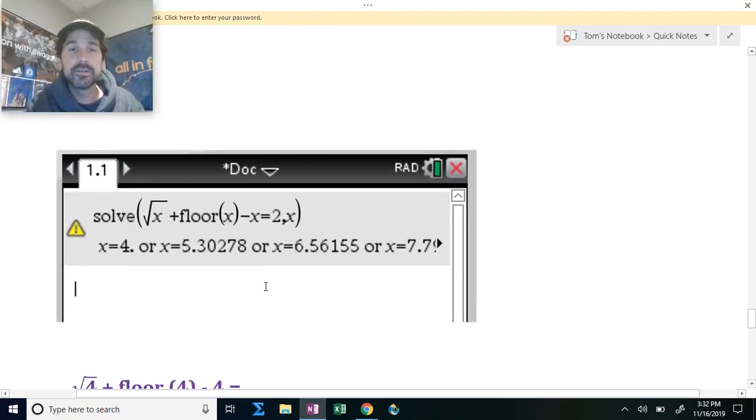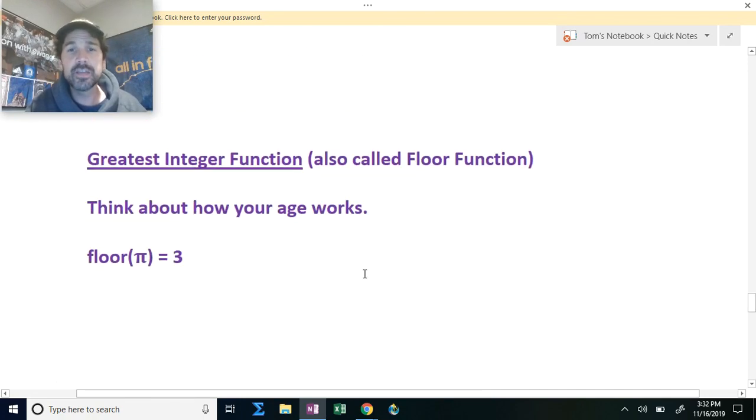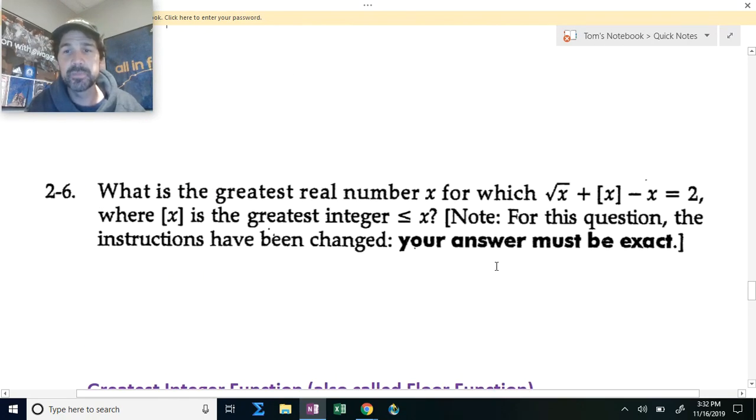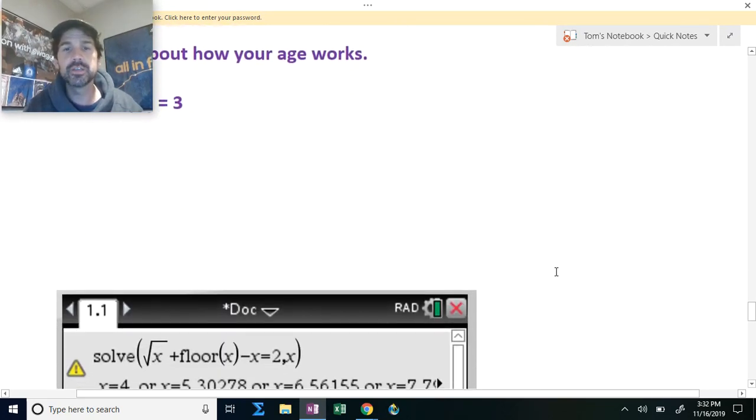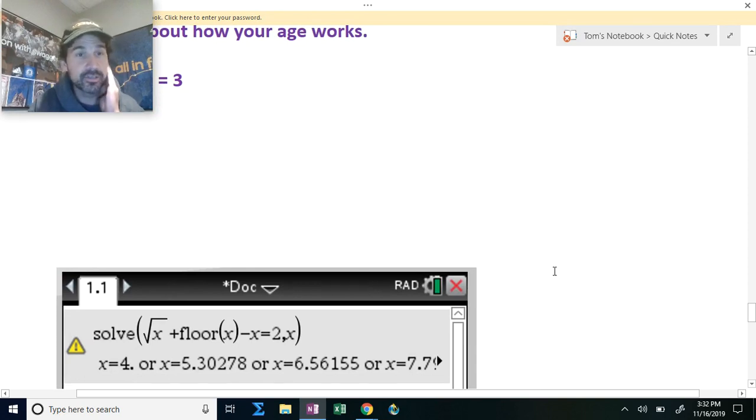That's how the calculator recognizes it. It's floor of x minus x equals 2. And it starts to give you some values. But notice, it gives you decimal values. So the Math League, they knew, your answer must be exact. I think that they were on to that people might just do that. And so they didn't want to just have you plug it in and let the calculator do all the work.